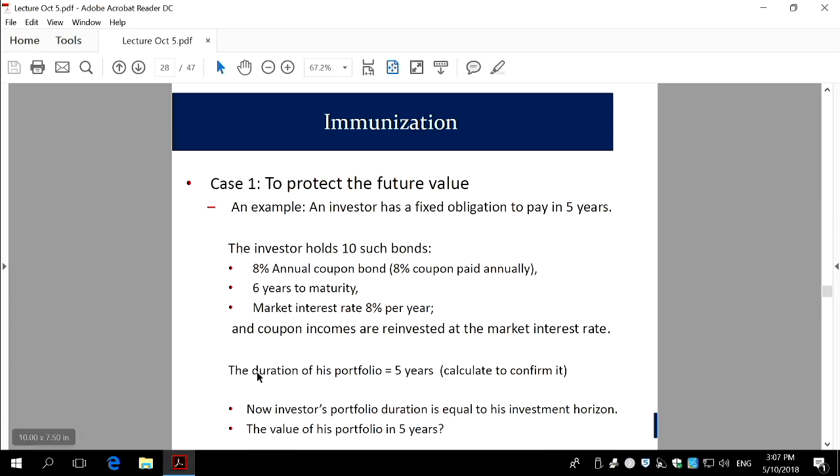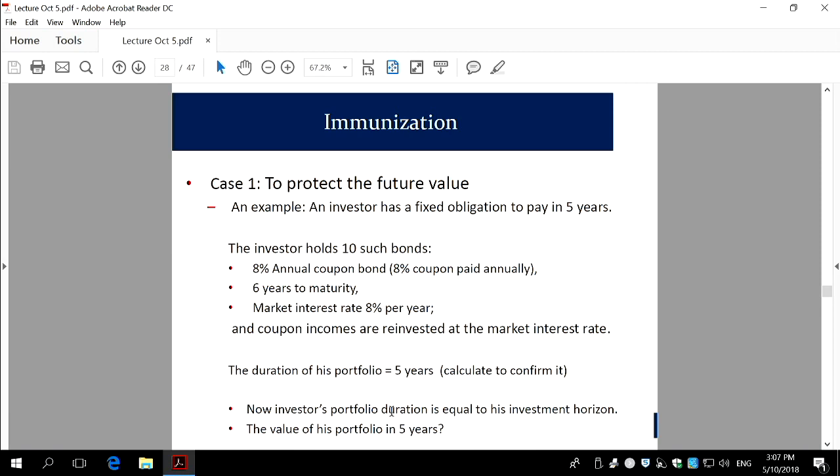And then what's the duration of his portfolio? Remember, all 10 bonds are identical. They have 6 years to maturity, right? But the duration of his portfolio is shorter than maturity. Why? Because this is a coupon bond. For a coupon bond, duration should be shorter than maturity. And if you do the calculation, like use that duration function, it's easy to get the duration of this bond as 5 years. You can calculate to confirm it. Okay, we just skip this calculation. So the duration of this investor's portfolio is 5 years.